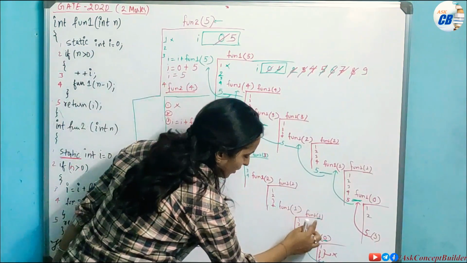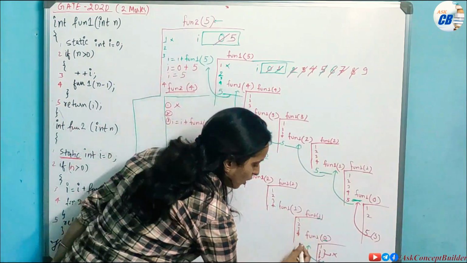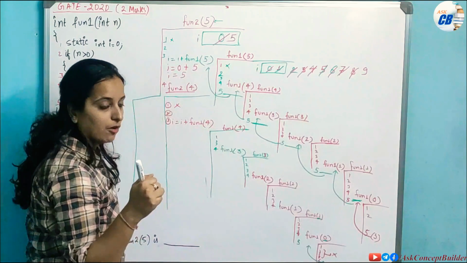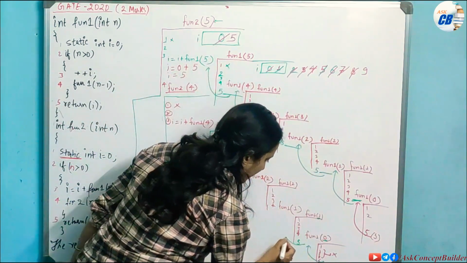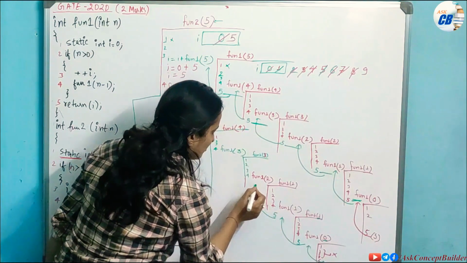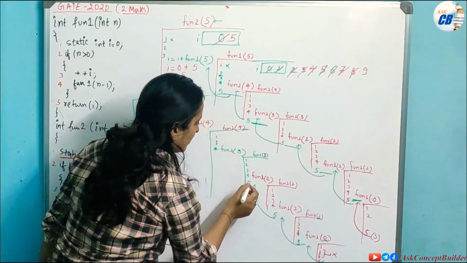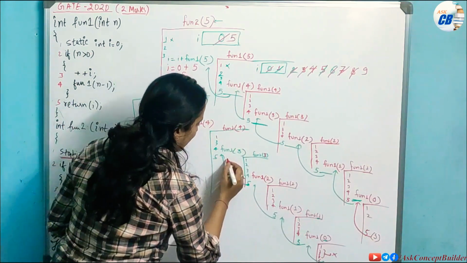Now for this fun1 function, the fourth statement is executed because this has returned back. Now it will also move to its fifth statement, which is again return I. So return I for this is also 9. Again this will move to the fifth statement, return I, that will return 9. Again the same, return I, it will return 9, and again return I, and the I value is 9.